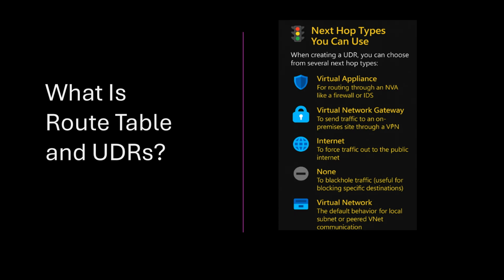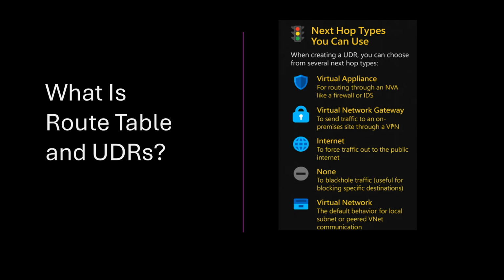A user-defined route is a custom rule you create in a route table to override Azure's default routing behavior. UDRs let you define a specific next hop for your traffic. Here's how it works. You specify a destination address prefix like 10.2.0.0/16. You choose a next hop type like virtual appliance or VPN gateway. And then Azure sends all matching traffic to the next hop you define. UDRs are especially powerful when you are building hub and spoke networks, service chaining setups, and forced tunneling through firewalls.